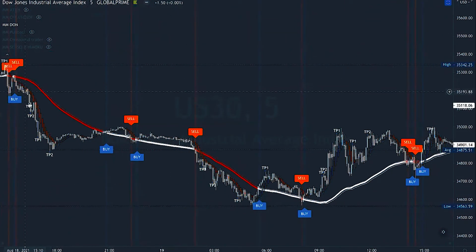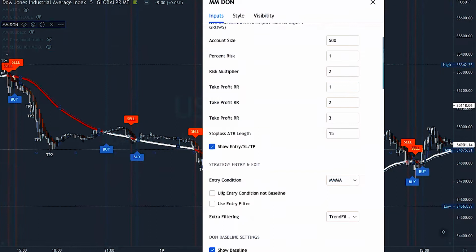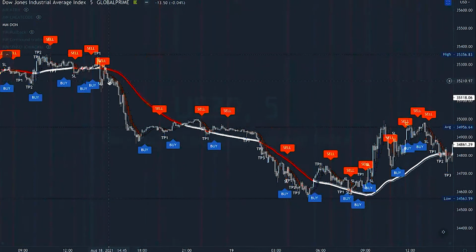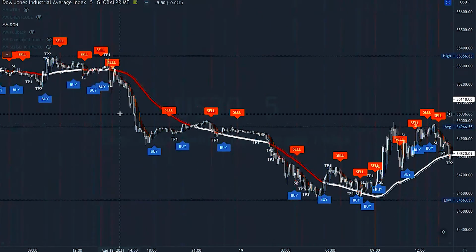Right now, the buy and sell signals are being generated from the Hakanashi crossing the baseline. If I was just to do, right, this is built into the indicator, use entry condition, not baseline, and use the Hakanashi because that's what's on the screen right now. Now I'm getting buy and sell signals every time the Hakanashi turns blue and red. It's not being filtered by my baseline at the moment. So what are my valid signals?